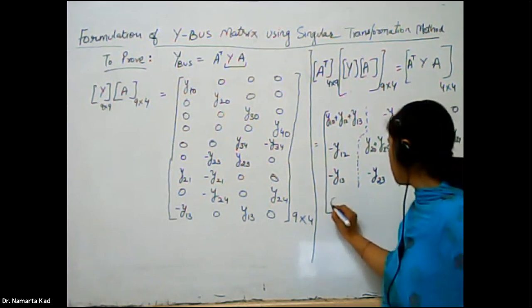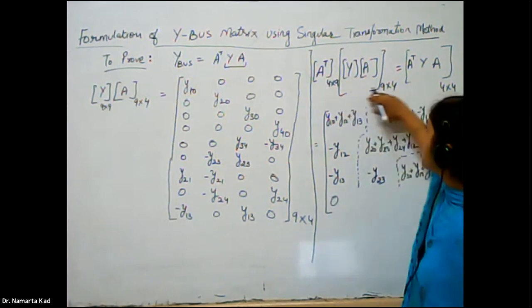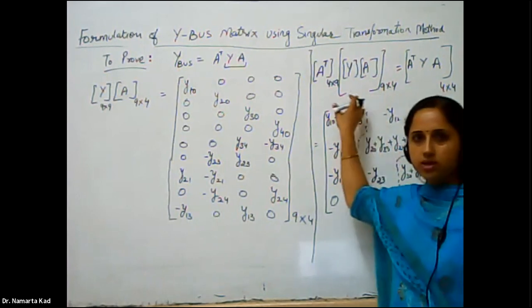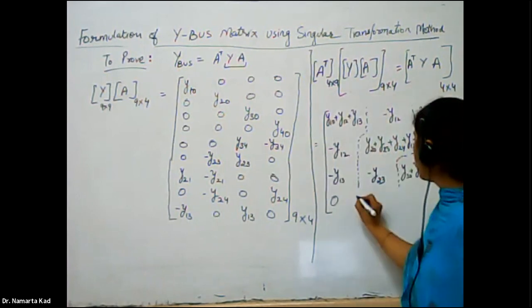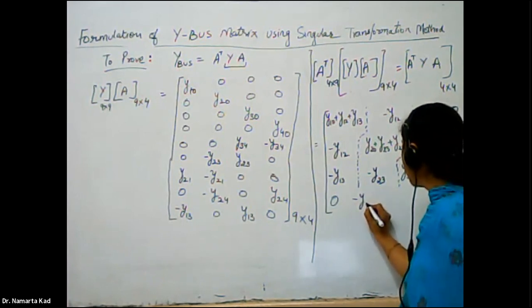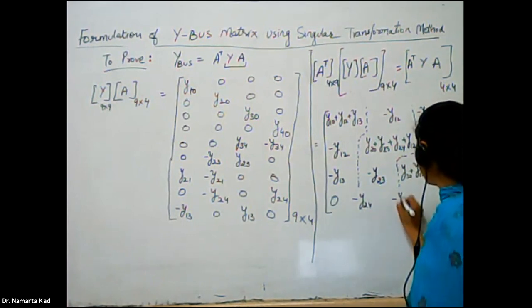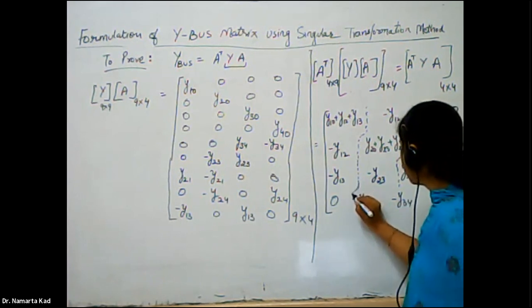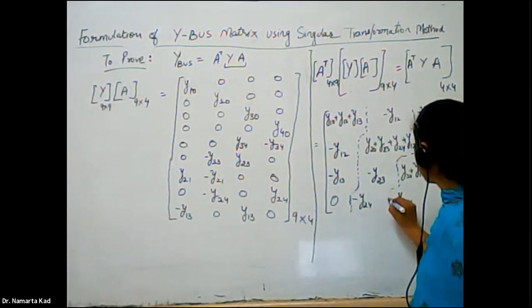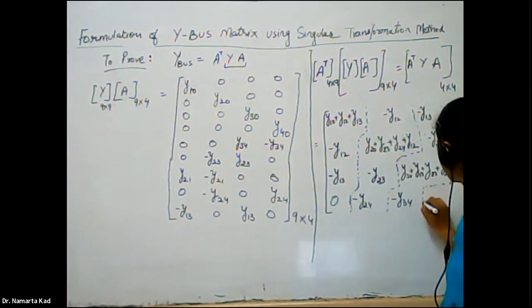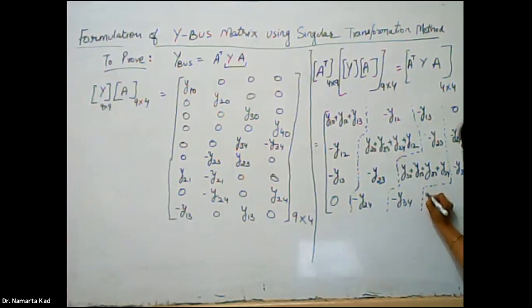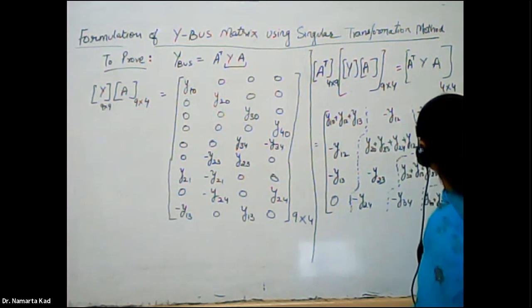this element comes out to be 0, but it also appears while doing these calculations. So here it is minus y2 4 minus y3 4. And the final entry comes out to be y4 0 plus y24 plus y34. As there is no connection between 1 and 4, this will be the final matrix.